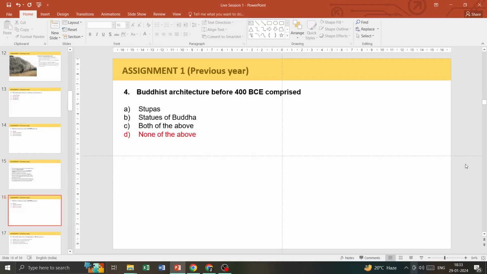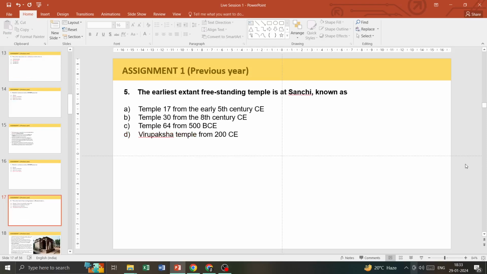So our answer is D, none of the above. Question number 5. The earliest extant freestanding temple is at Sanchi, known as. So there is a freestanding temple.